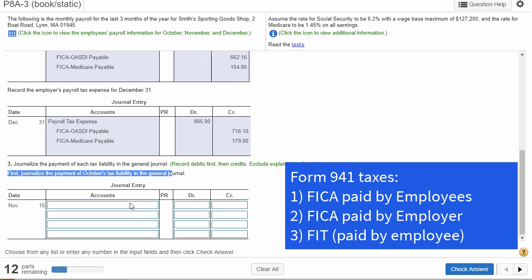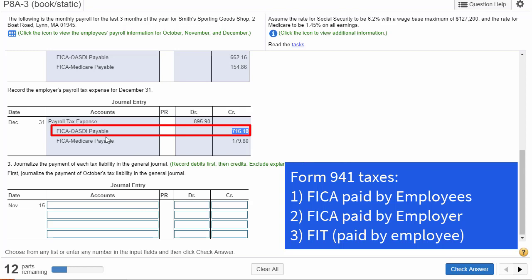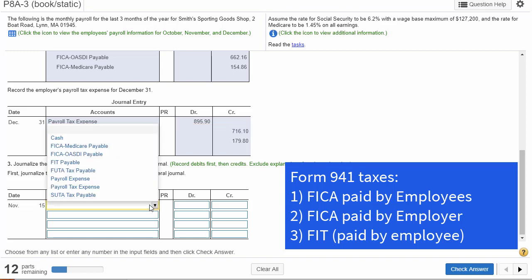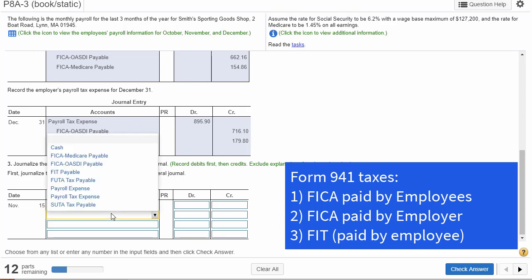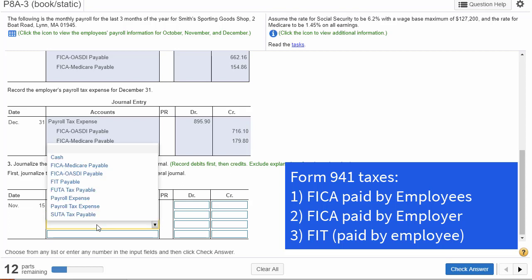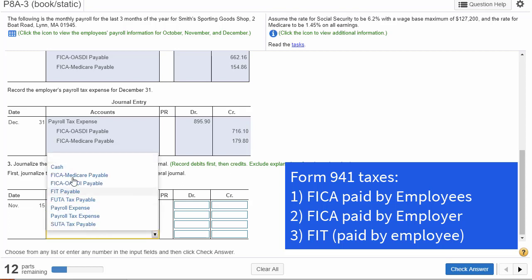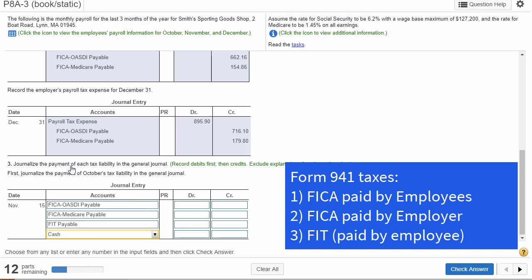So what we're going to do, for example, when we pay this payable here, we need to eliminate the payable. How do we eliminate the payable? We need to decrease it. How do you decrease a payable, in other words, a liability? You debit it. So we're going to debit OASDI payable, that's one of the FICAs, and then Medicare payable, and then FIT payable. And then when we pay it, we have to lower our cash.